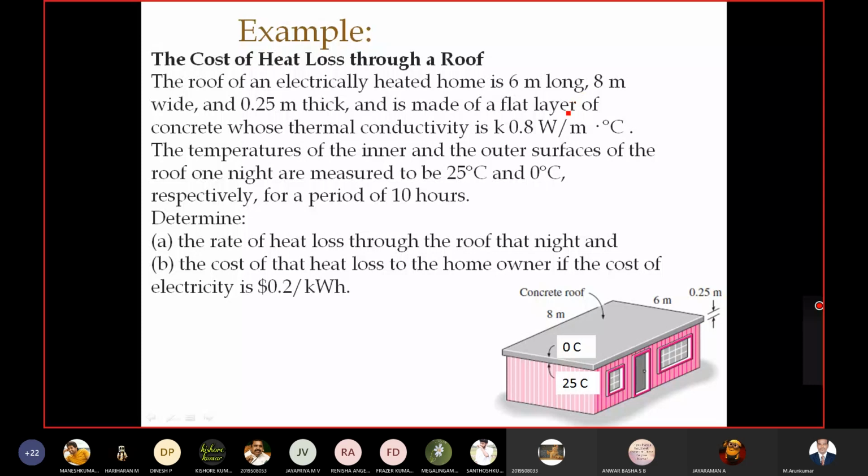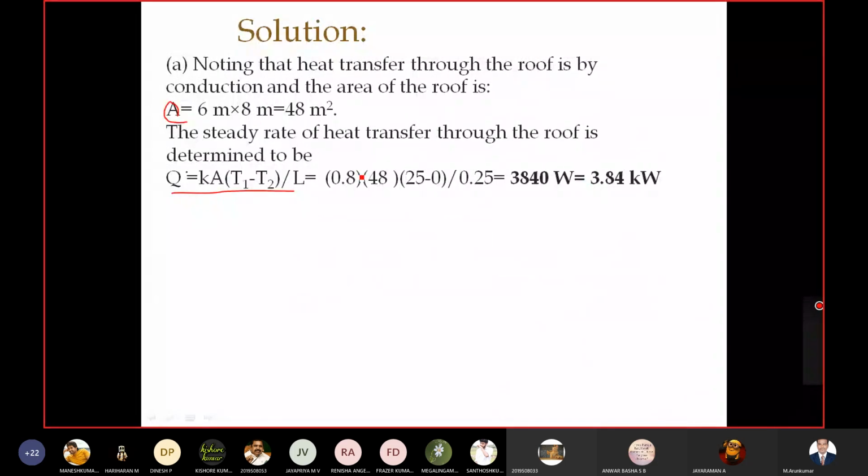Then we take 0.25 as the thickness of the wall. Then we can substitute the values in the equation. They also gave the KT value as 0.8, and if you substitute, we get the heat transfer as 3840 watts, that is 3.84 kilowatts. So the first question is solved with the given data.